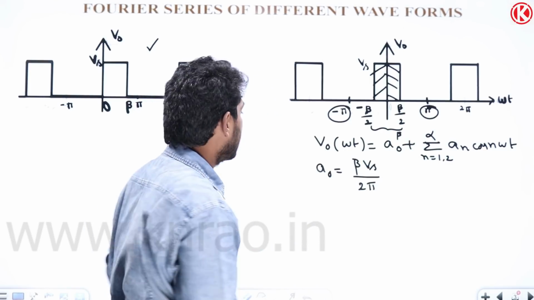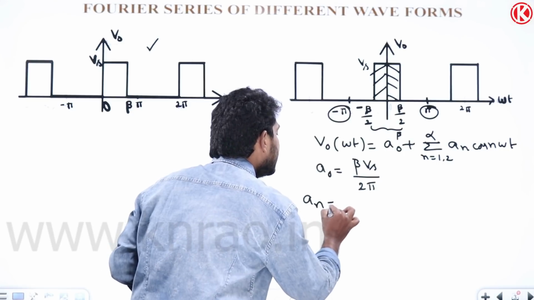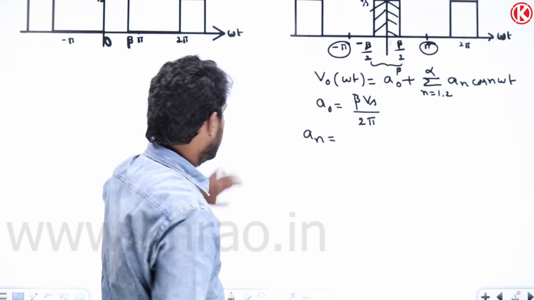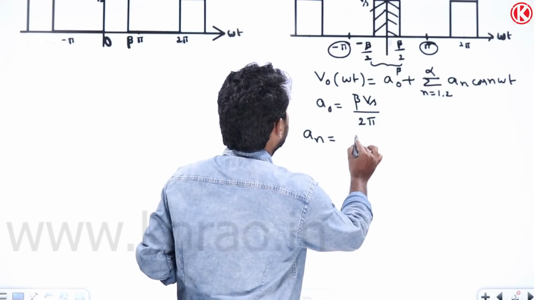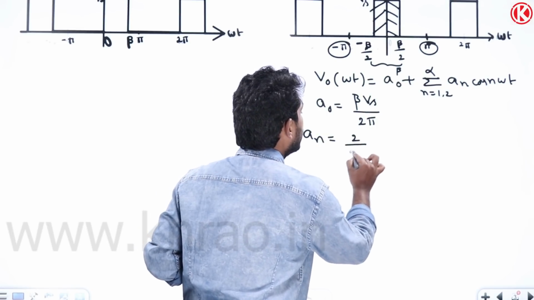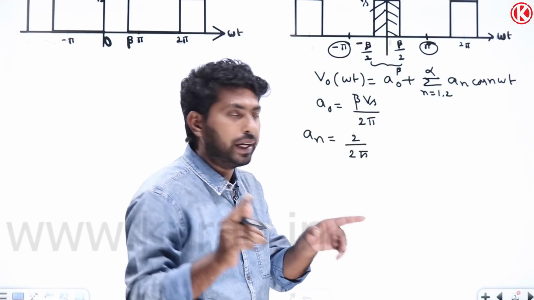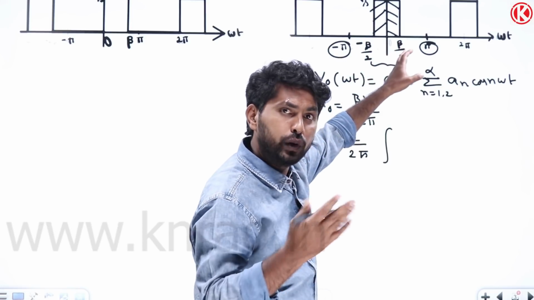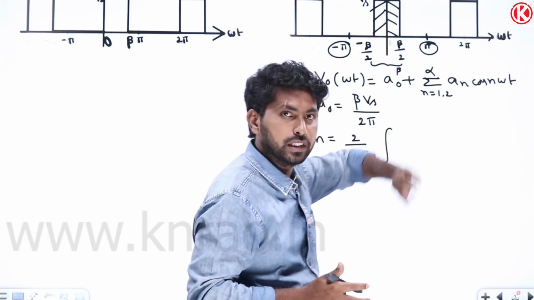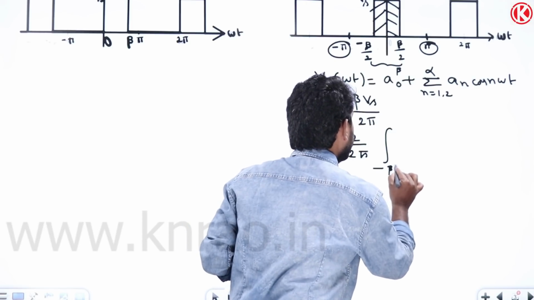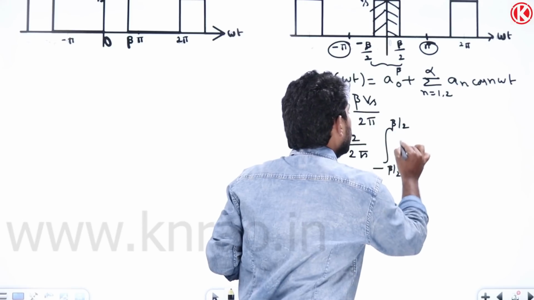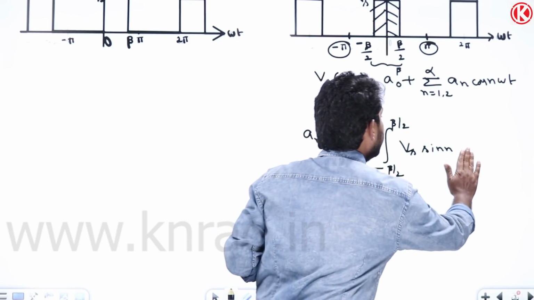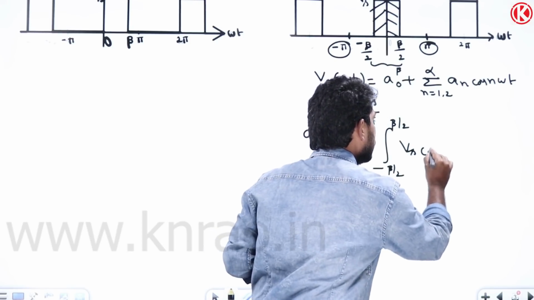Let me find the An value here. So how can I find the An value? An equals 2 by 2 pi, because we are taking the period of 2 pi here. So from 0 to 2 pi, from 0 to minus beta by 2 it is 0, and from minus beta by 2 to beta by 2 it will be Vs. So it will be Vs into, sorry, cos n omega t into d omega t.